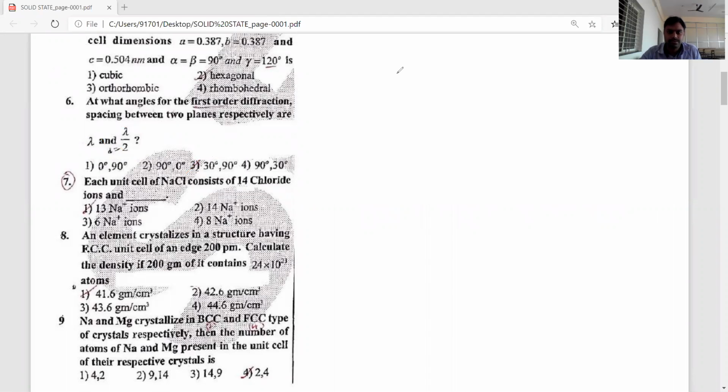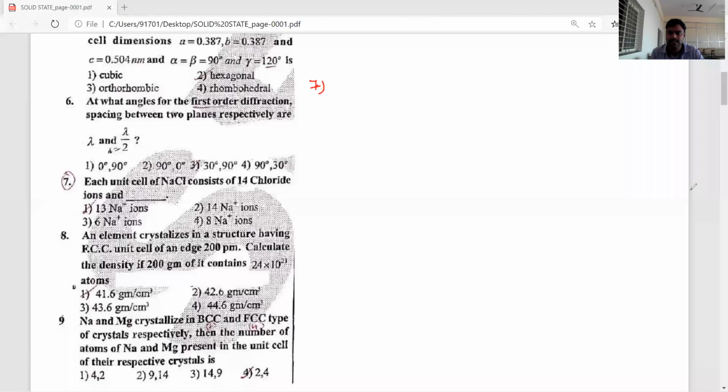Let's see the seventh question. Seventh one. Each unit cell of NaCl consists of 4 chloride ions, and how many Na plus ions are present?